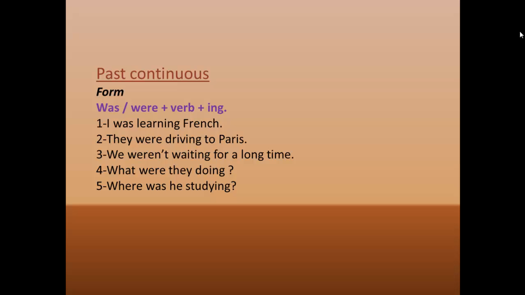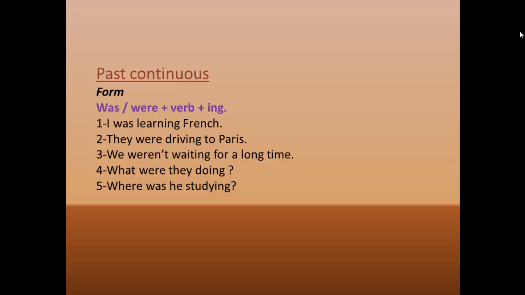For questions, if I want to make a question, I have to switch the places of the subject or subject pronoun and the verb to be. So in sentence number 4, we can notice, what were they doing? Here we put the verb to be first. After that we put the subject pronoun. So the base sentence before changing it into a question was, they were doing something.